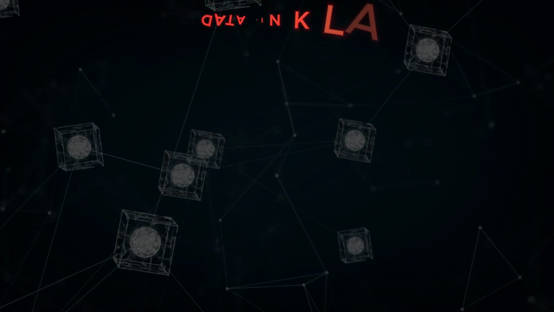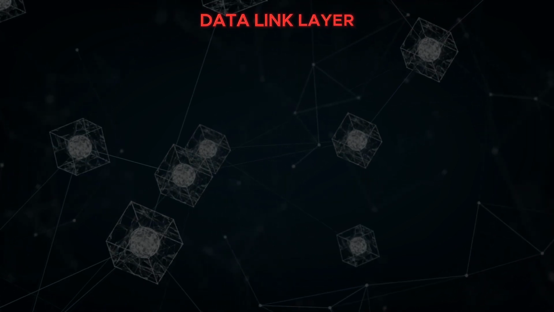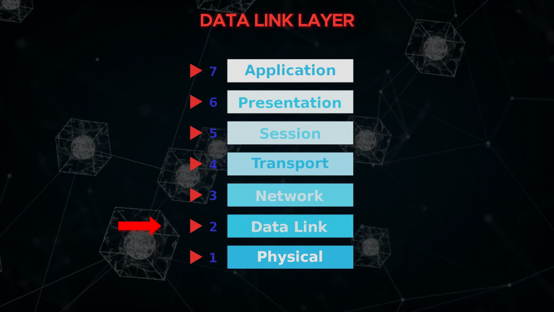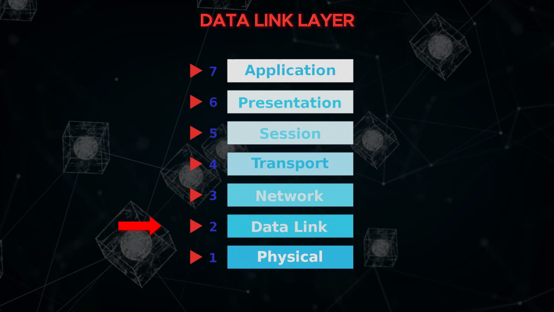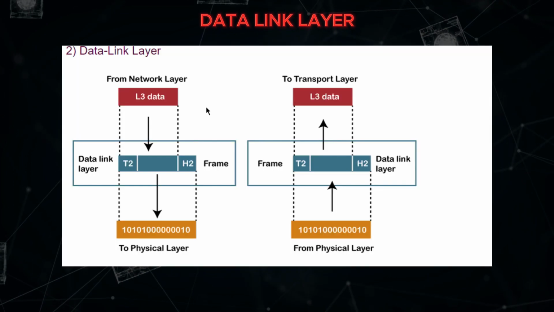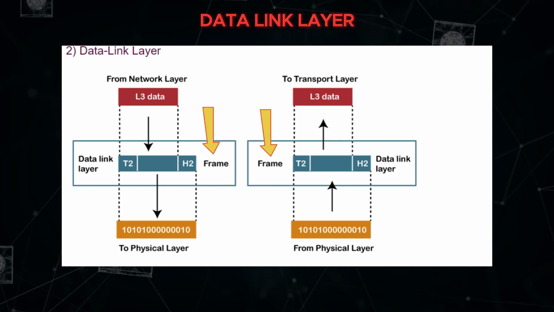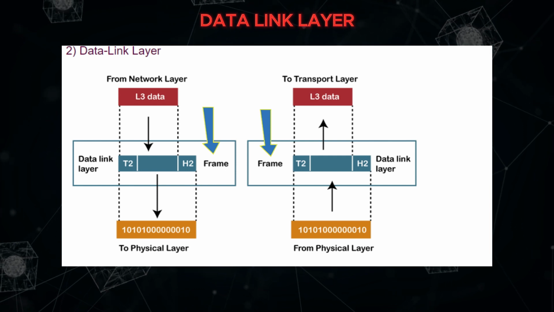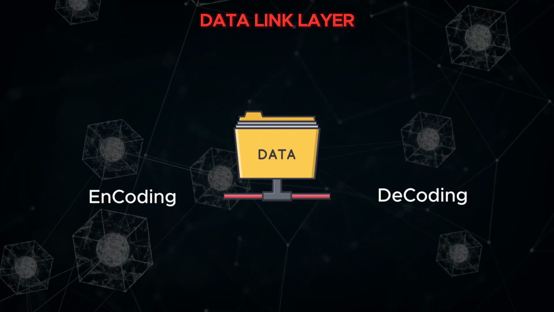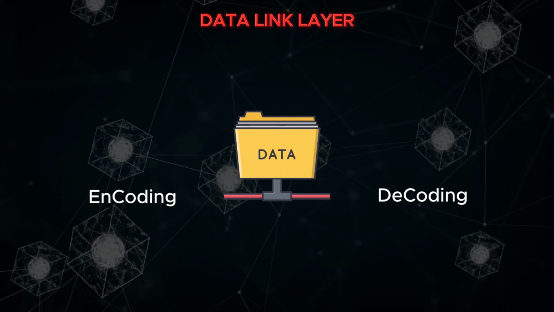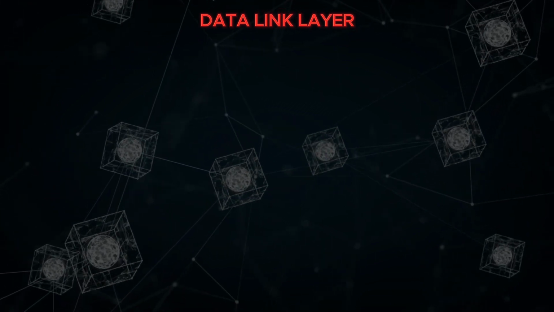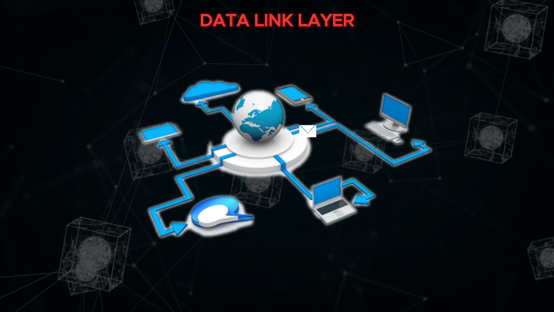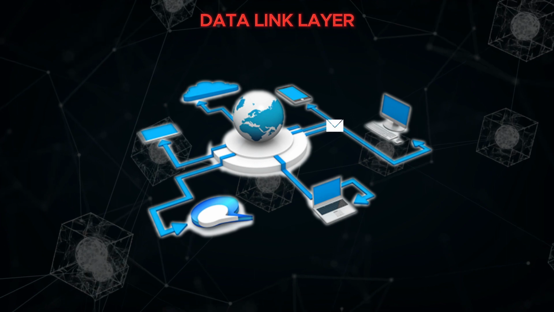Number 2. Data link layer. The data link layer is the second layer from the bottom in the OSI network architecture model. It is responsible for the node-to-node delivery of data. Its major role is to ensure error-free transmission of information. The data link layer is also responsible for encoding, decoding, and organizing the outgoing and incoming data. This is considered the most complex layer of the OSI model as it hides all the underlying complexities of the hardware from the other layers above.